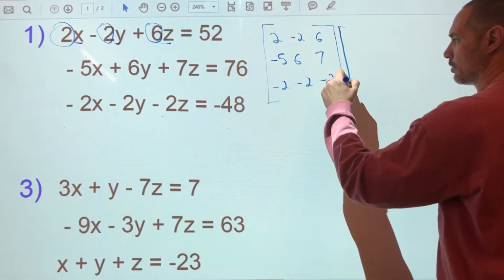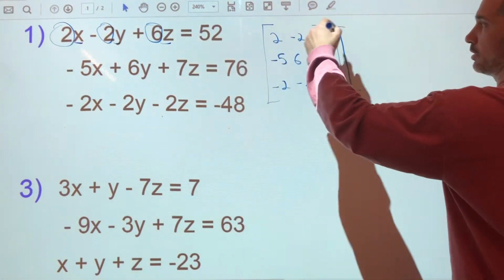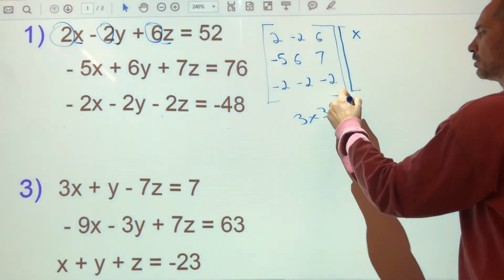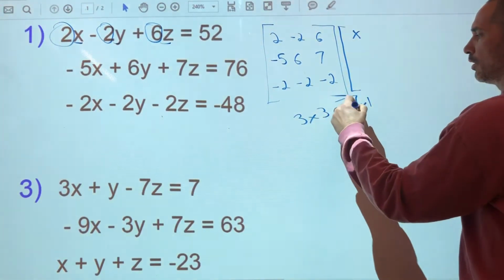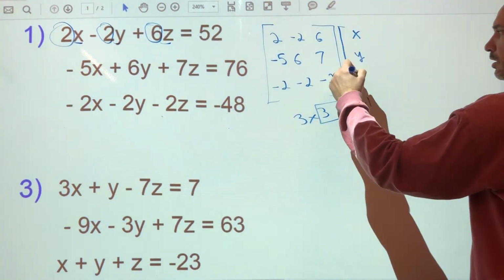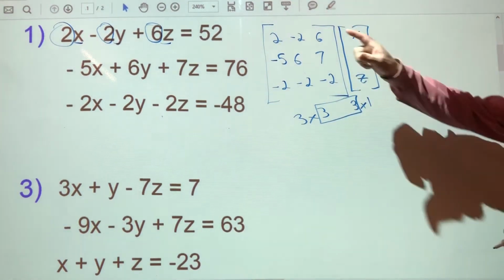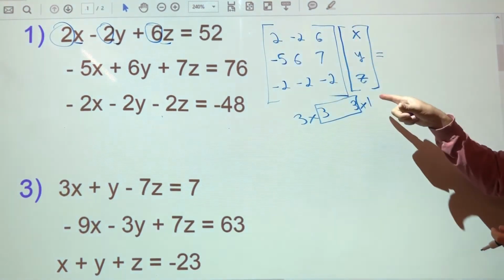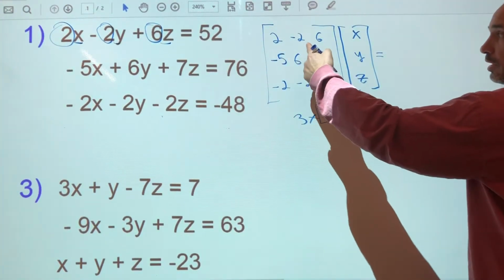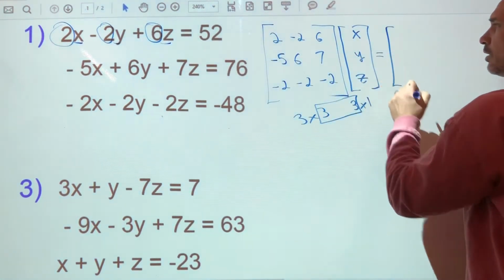And then our next matrix is the variable matrix. The variables are x, y, and z. This will be a vertical matrix. This is a 3 by 3. This should be a 3 by 1, therefore multiplication is defined. So this is x, this is y, and this is z. And if I multiply this row times this column, it's going to give me 2x minus 2y plus 6z, which is the same as the first line over there.